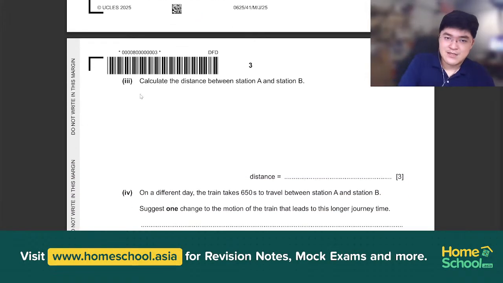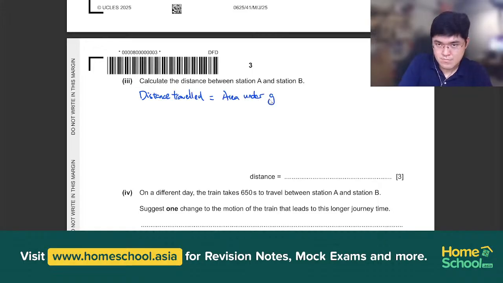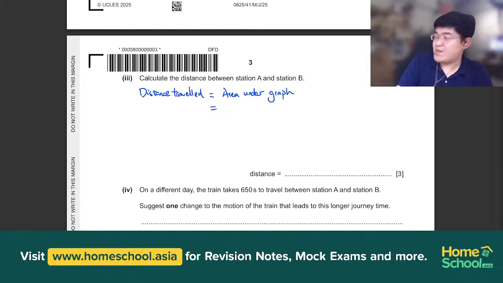So we do know the distance traveled is equal to area under graph. All right. And the area under graph over here is simply the area of the trapezium over here. So let's just write down trapezium.